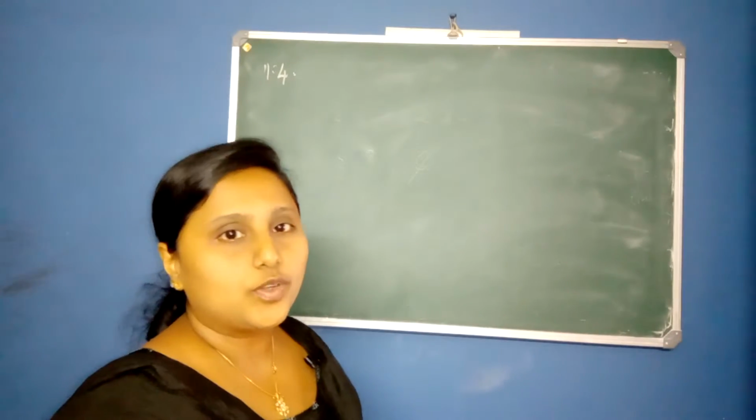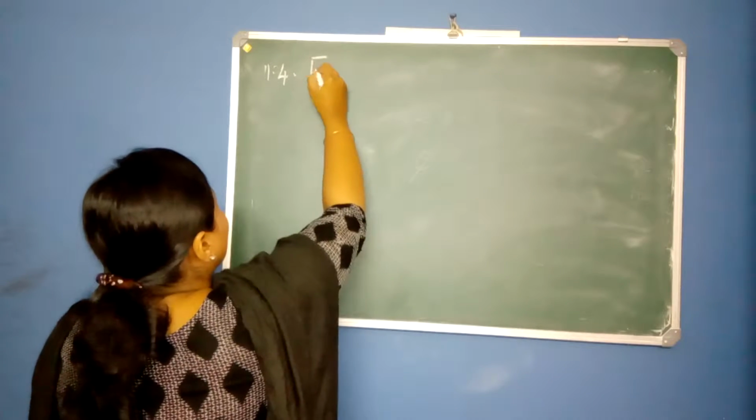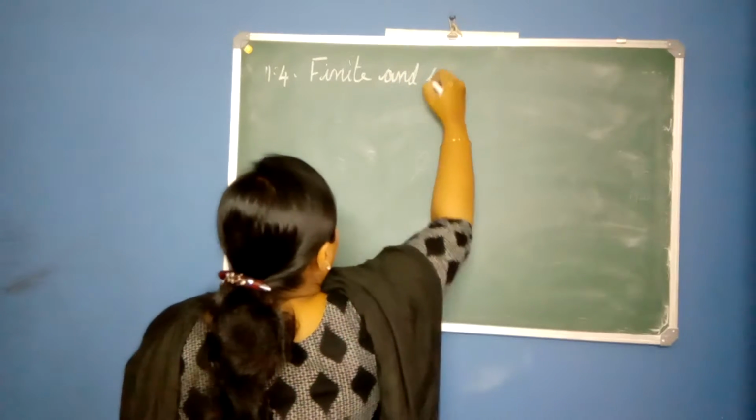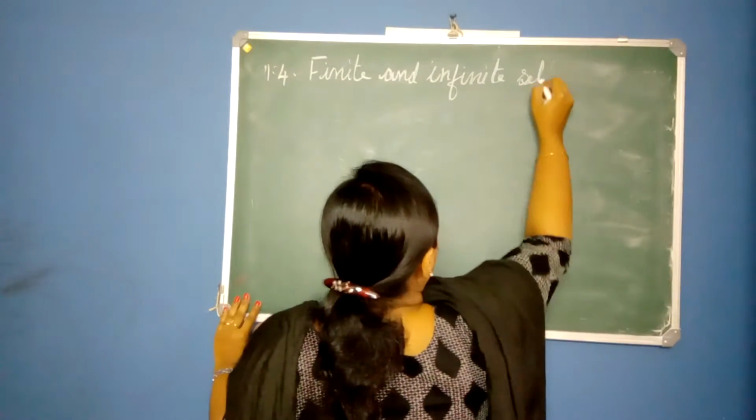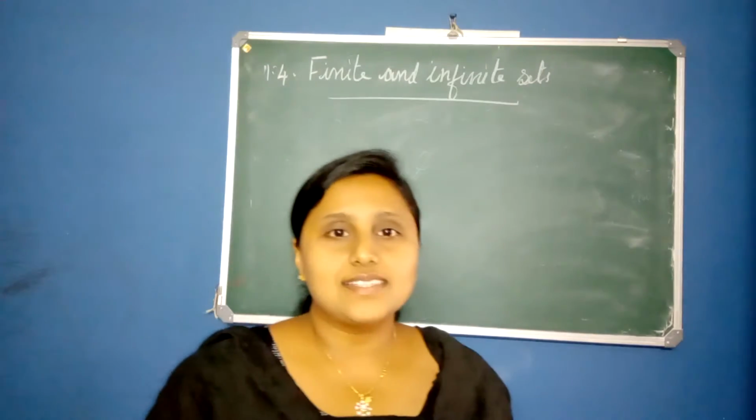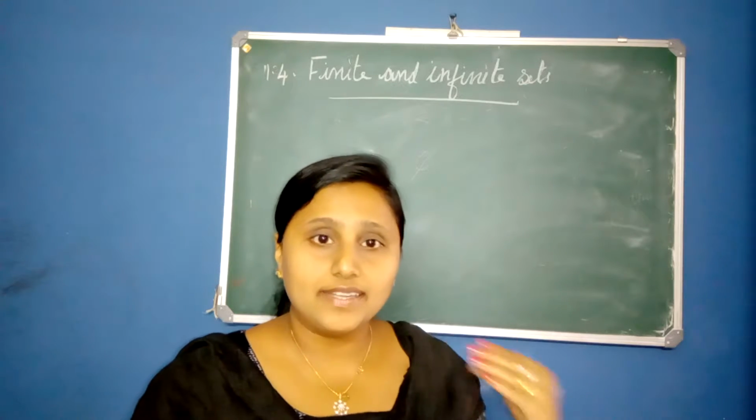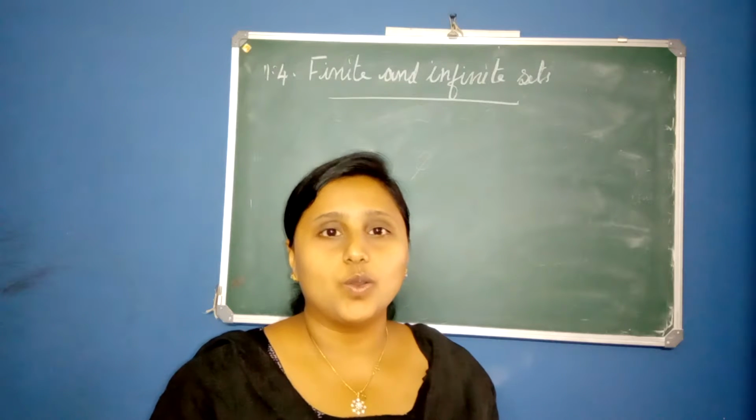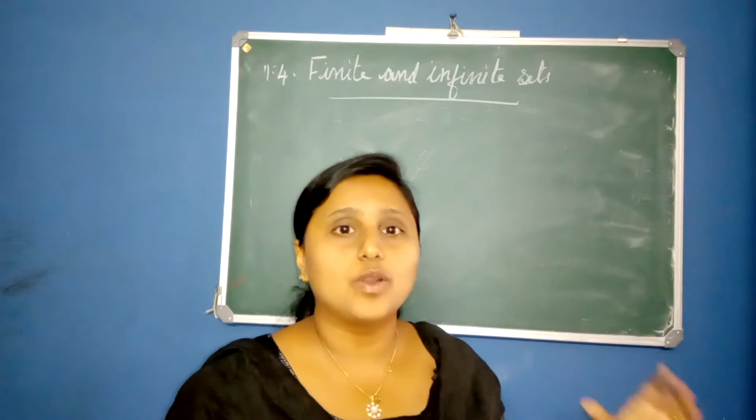Section 1.4, finite and infinite sets. Finite sets are sets with only a finite number of elements. It may be a null set. A null set is a finite set. It may be a null set or a set with only a finite number of elements.